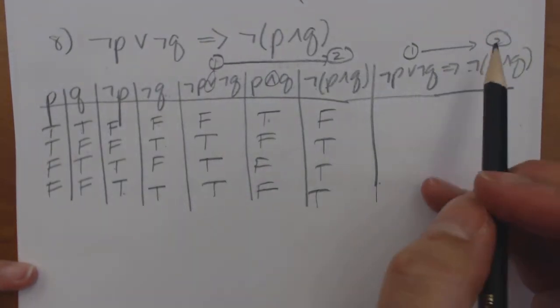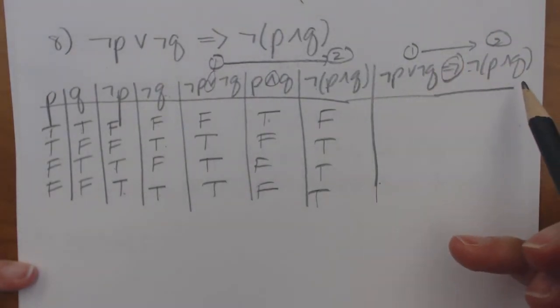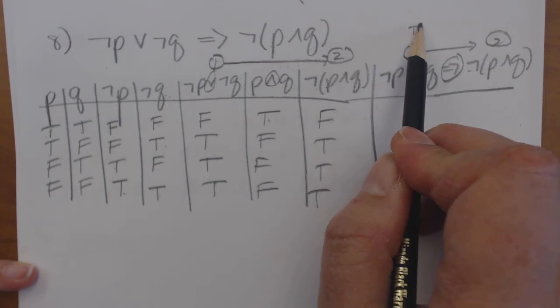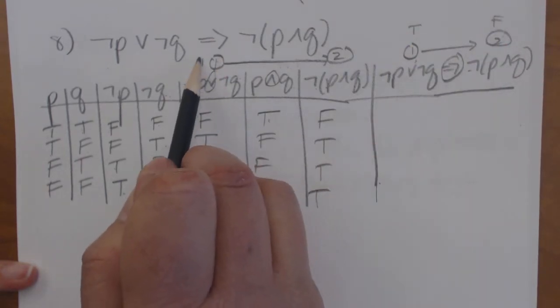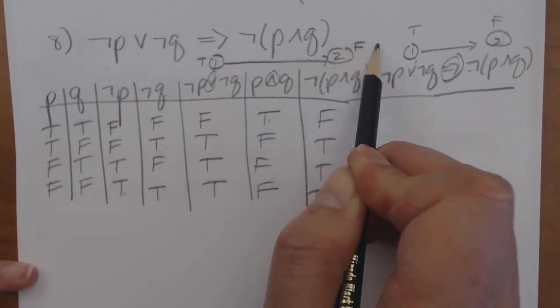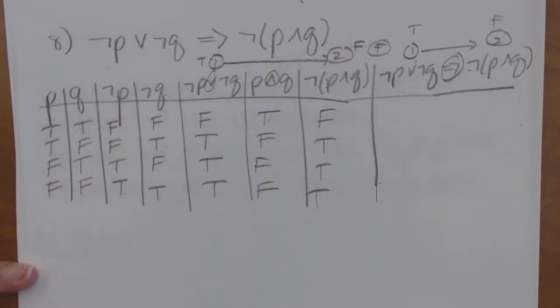So let's look at our connector. We're doing an if-then connector. So the only way we can have a false is if the first one's true and the second one is false. So if this first one's true and the second one is false, we're going to come out with an overall F. That's the only way.